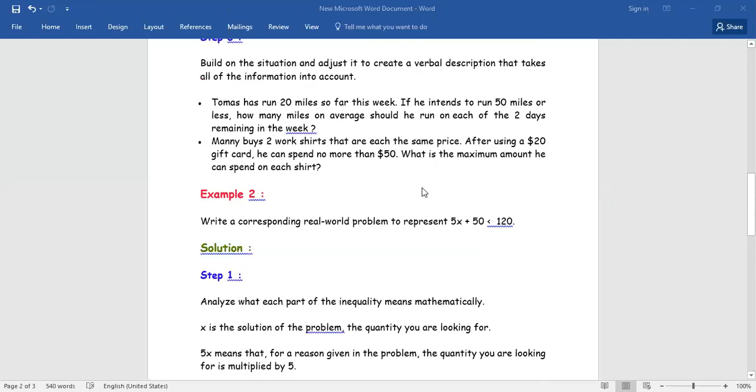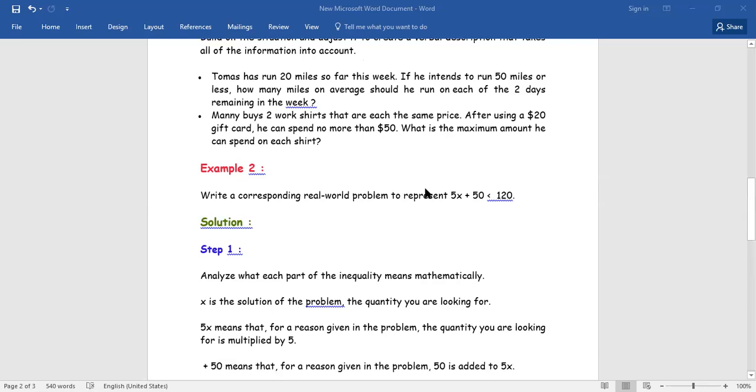Then we said we can write an inequality for shirts that are each the same price. After using a $20 gift card, he can spend no more than $50. What is the maximum amount he can spend on each shirt? Do you remember yesterday's lesson, when we said it was the opposite? We had the verbal description and we wanted to write it as an inequality. Today is the opposite. Today we have an inequality and we want to change it into a verbal description.